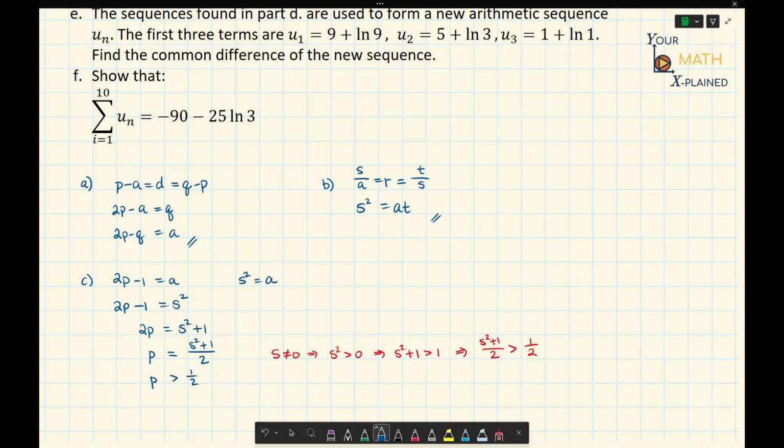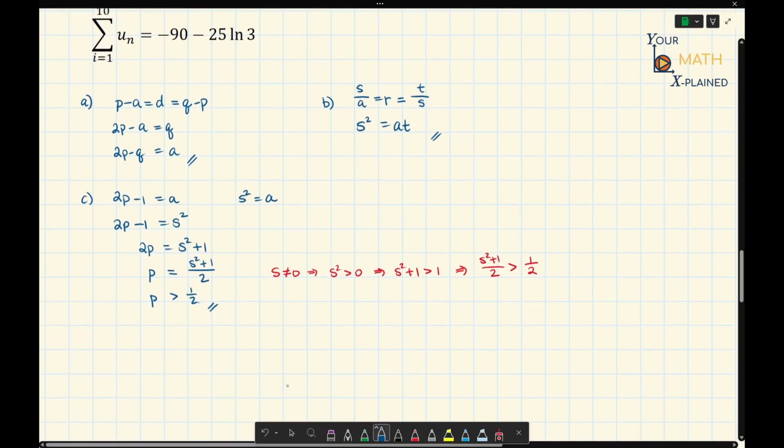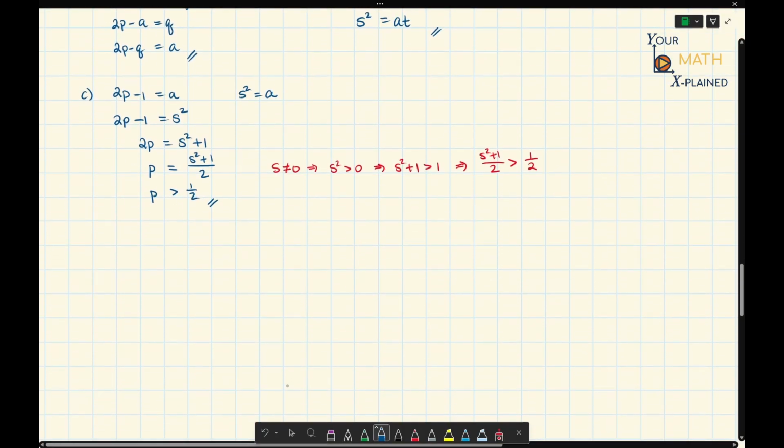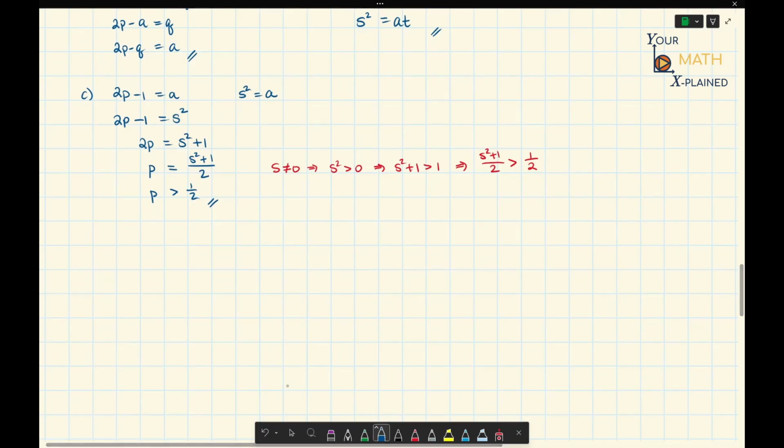So therefore, since p is equal to (s squared plus 1) over 2, we have shown that p must be greater than 1/2. Now part D says that given a is equal to 9, s is greater than 0, and q is equal to t is equal to 1, we're asked to write down the first 4 terms of the arithmetic sequence, as well as the first 4 terms of the geometric sequence.